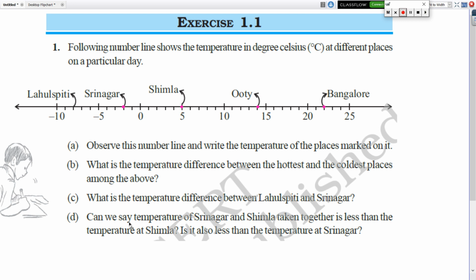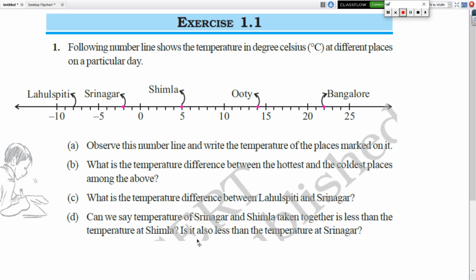Can we say temperature of Srinagar, which is negative 2, and Shimla taken together, Shimla is 5. So negative 2 plus 5 is equal to positive 3. Is it less than the temperature at Shimla? Shimla temperature 5. Taken together you are getting 3. Yes, it is less than.